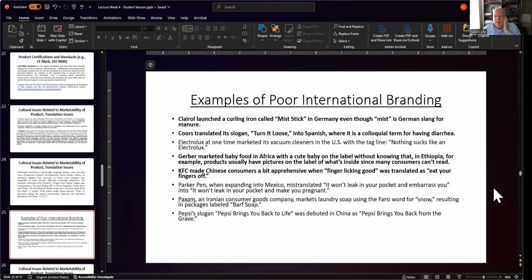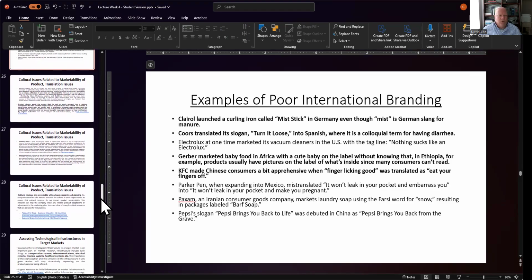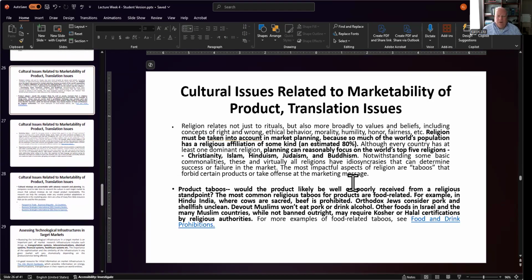In Ethiopia, where the literacy rate was lower, fewer people read than maybe in the EU. Often pictures of the food are on the label. And so you can imagine the distaste, if you will, when consumers for the first time saw a picture of a baby on baby food. It was rather confusing. All right, cultural issues, of course.